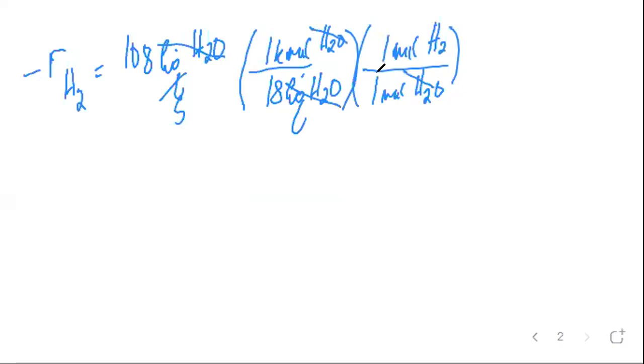Specifically, we'll make this kilomole, and this is also kilomole. It's just the same thing, or mole. Anyway, after cancellation of units, the unit that will be remaining is kilomole H2 per second. Okay?